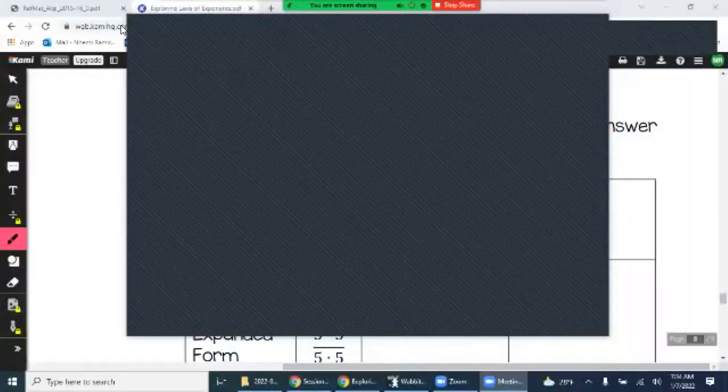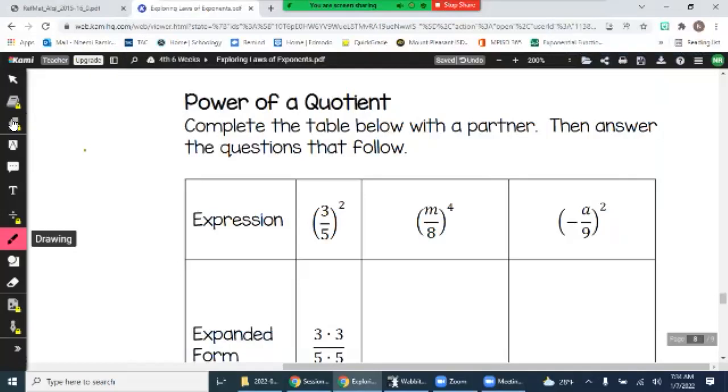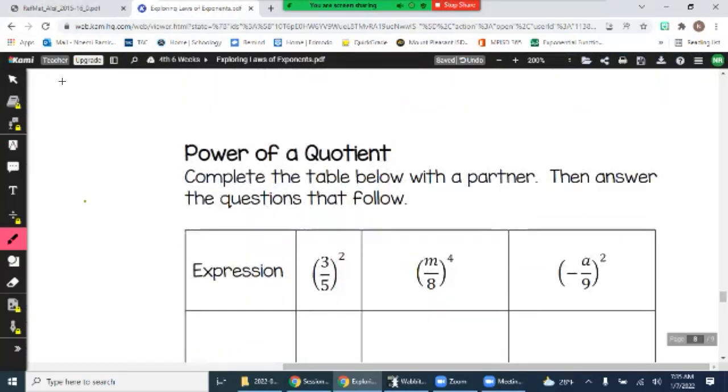Okay, guys, so this part of the notes is going to be broken down into two parts. The next thing that we are going to be working on is the power of a quotient. Now, remember, quotient, we talked about that already. Quotient means that we're dividing powers. So division, quotient means division. Now the power, we're talking about the exponent part of dividing those powers.